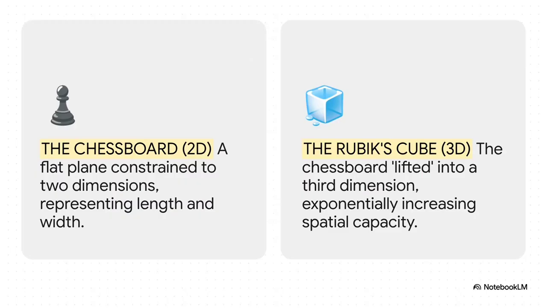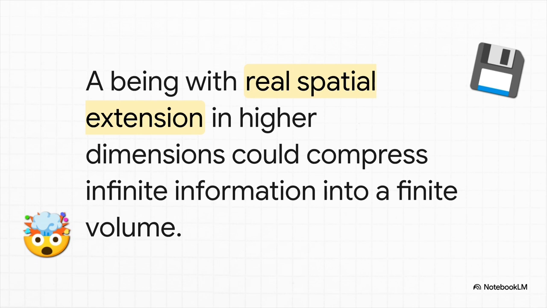To even begin to imagine their world, we need a good analogy. Think of a flat 2D chessboard. Now, to get to a 3D Rubik's Cube, you basically lift that 2D plane into a third dimension. All of a sudden, the amount of information and complexity you can store in that same footprint just explodes. It's exponential. Now, just try to imagine doing that again. And this is the truly mind-bending implication. A being with real physical extension into a 4th or 5th spatial dimension wouldn't just be smarter. Their very physical body could function like a biological hard drive with almost infinite capacity, storing vast amounts of information in what appears to us as a totally finite space.